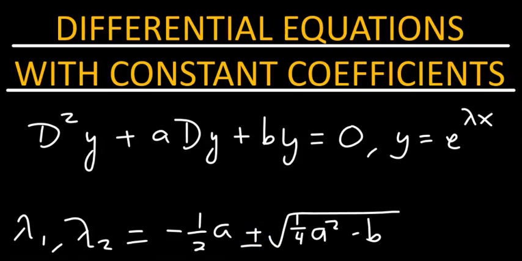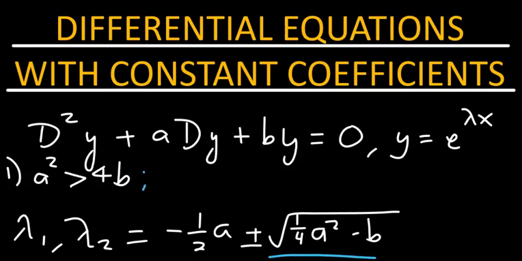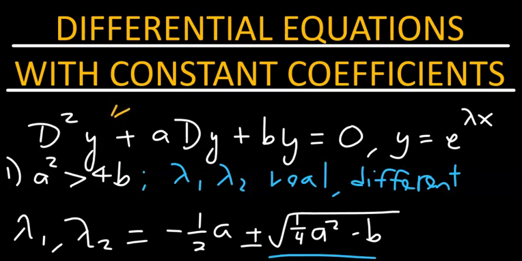There are now three cases to be noticed. Case 1 is when a² is greater than 4b. And as you can see from this expression, if this is the case, the two lambdas, λ1 and λ2, will be real and different. In this case, the general solution to this differential equation will look like this: y = A e^(λ1 x) + B e^(λ2 x), with arbitrary constants A and B.